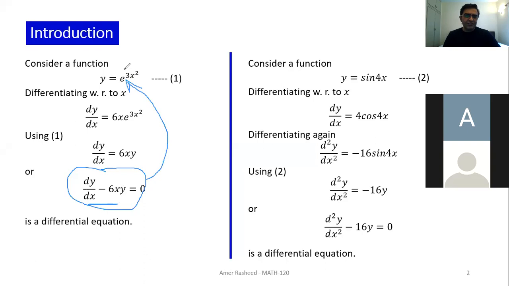For example, if we insert this function in this equation, we take the derivative, we insert the y here, we take its derivative, and we take 6x, and then we put the y. Both sides should be equal. This equation should be satisfied. We'll discuss this further in detail in the next slides.